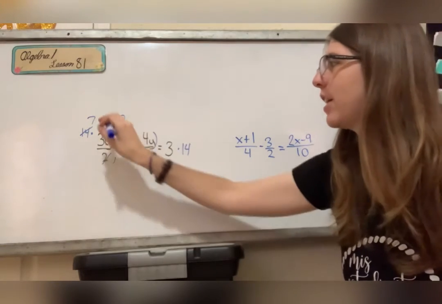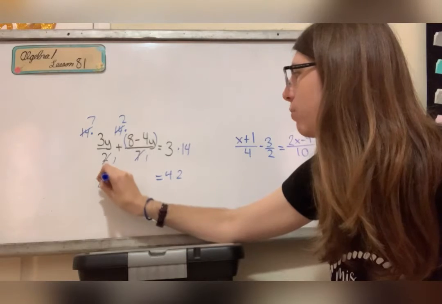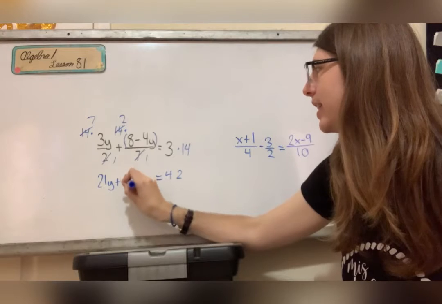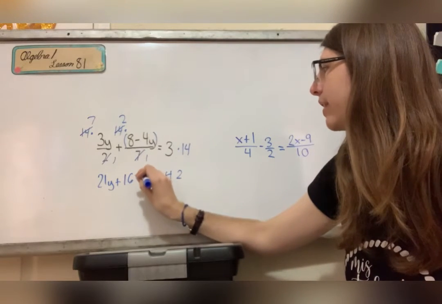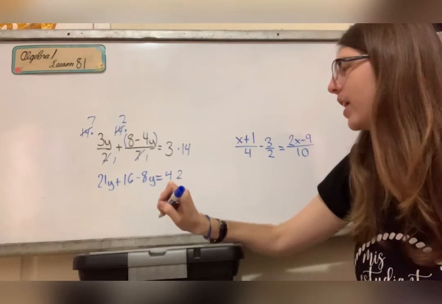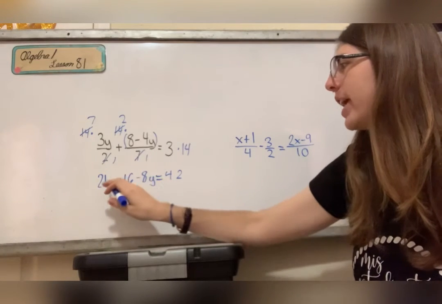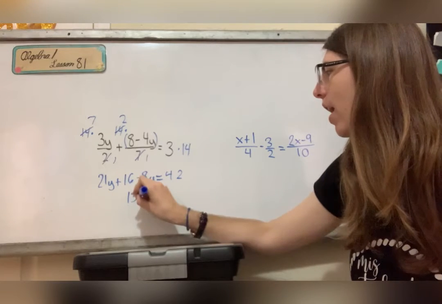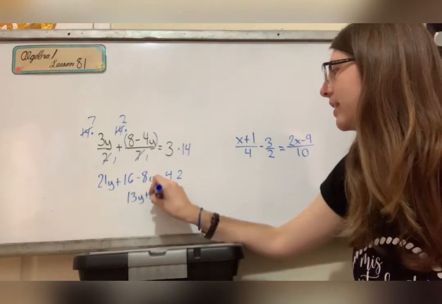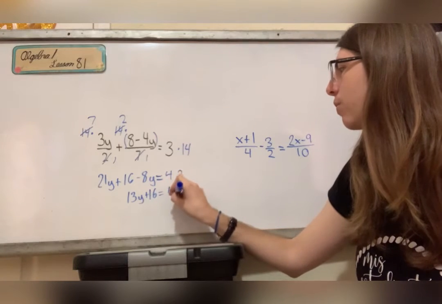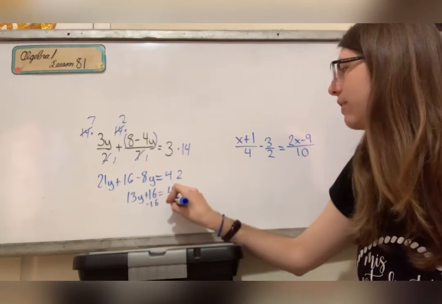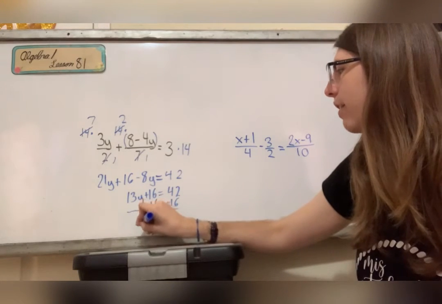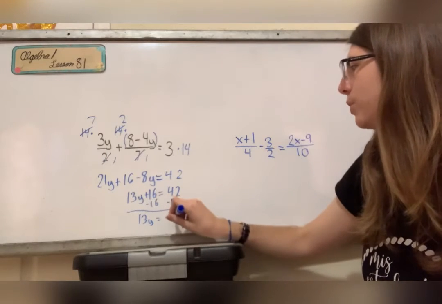Now I have 7 times 3y is 21y plus 2 times 8 is 16. 2 times negative 4 is negative 8y. Okay, combine my like terms. Negative 8y plus 21y would be 13y plus 16 equals 42. Subtract 16 from both sides. So I get 13y equals, running out of room.